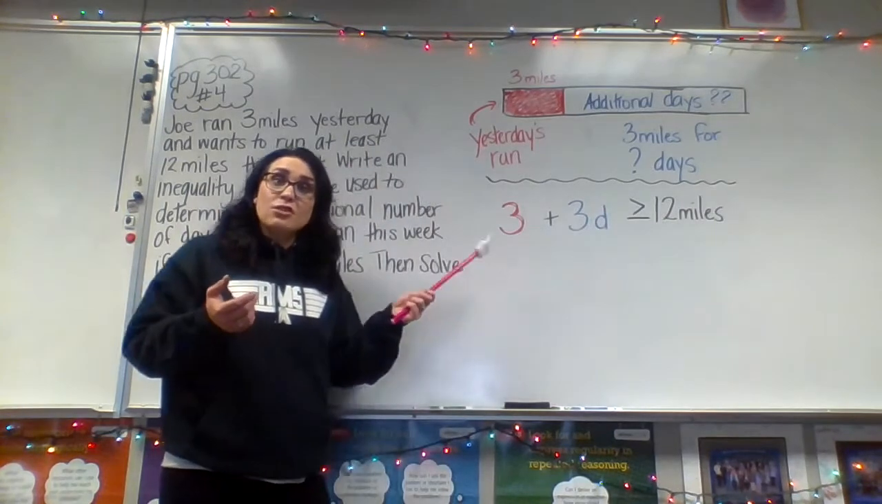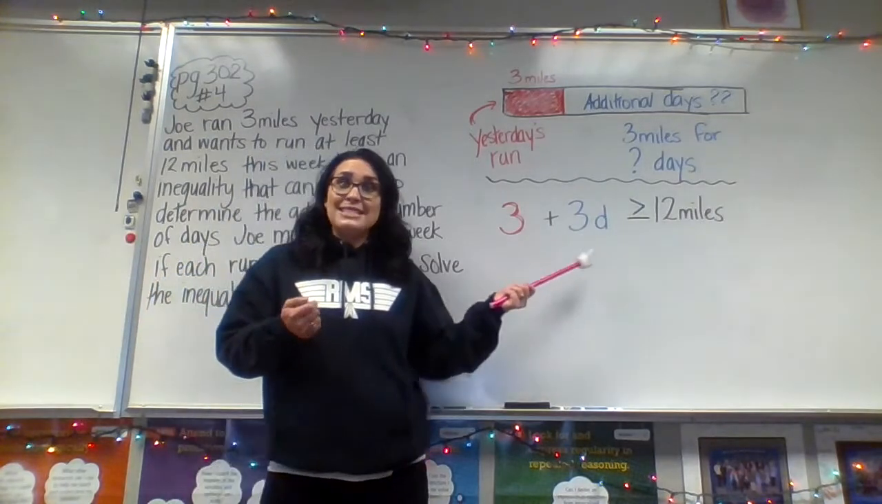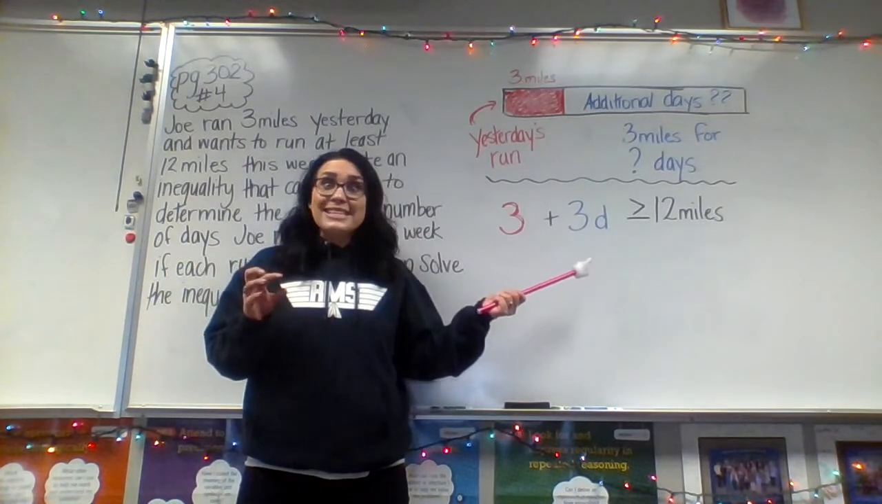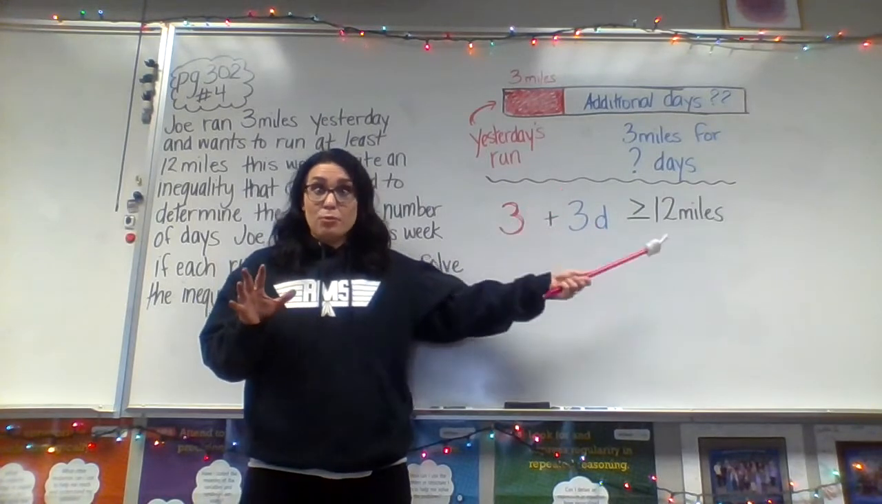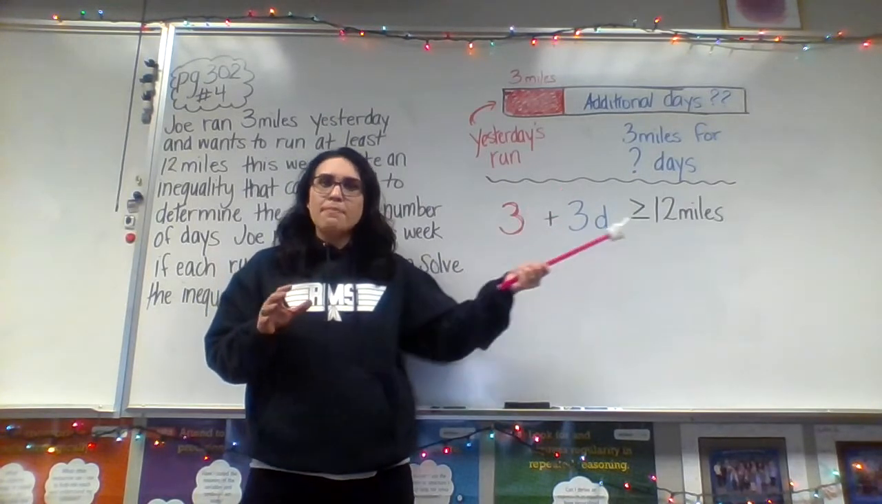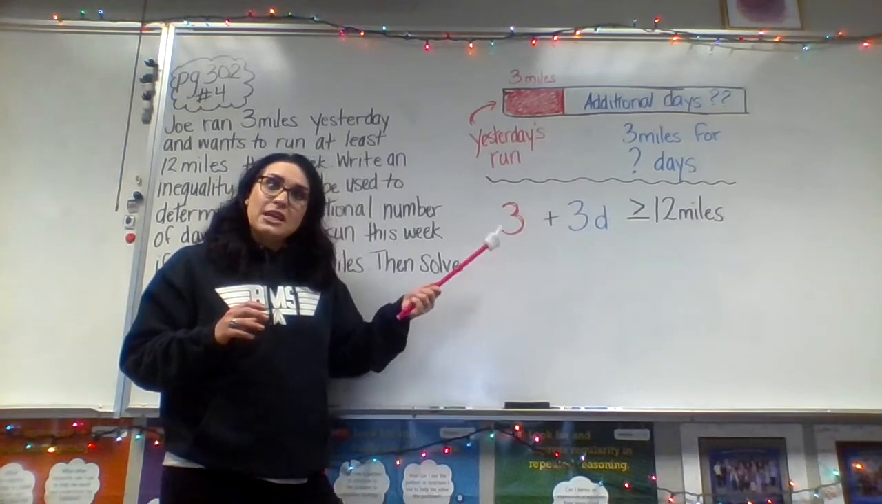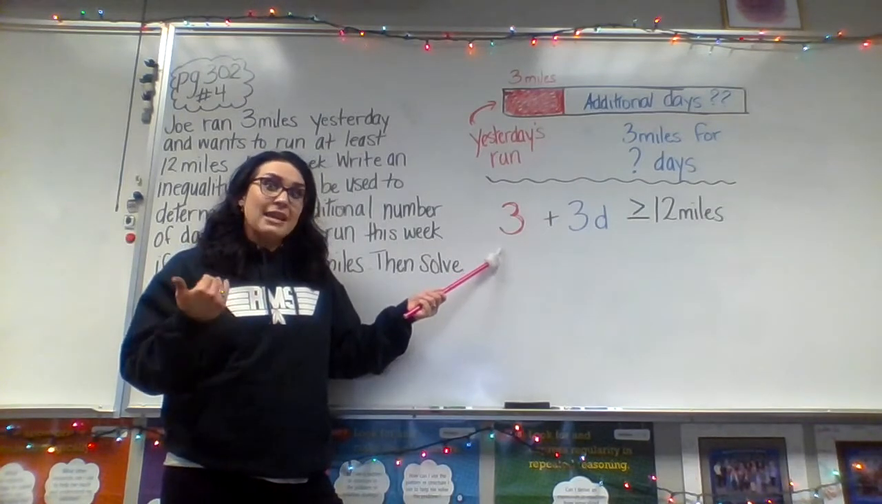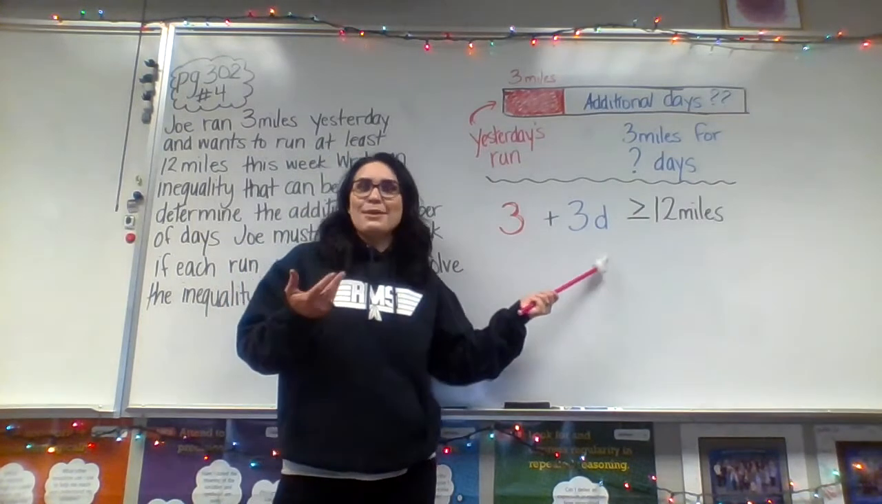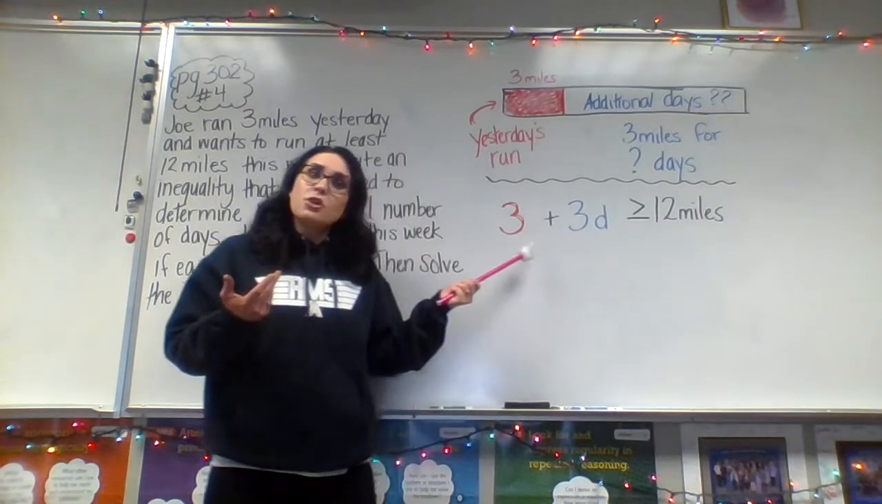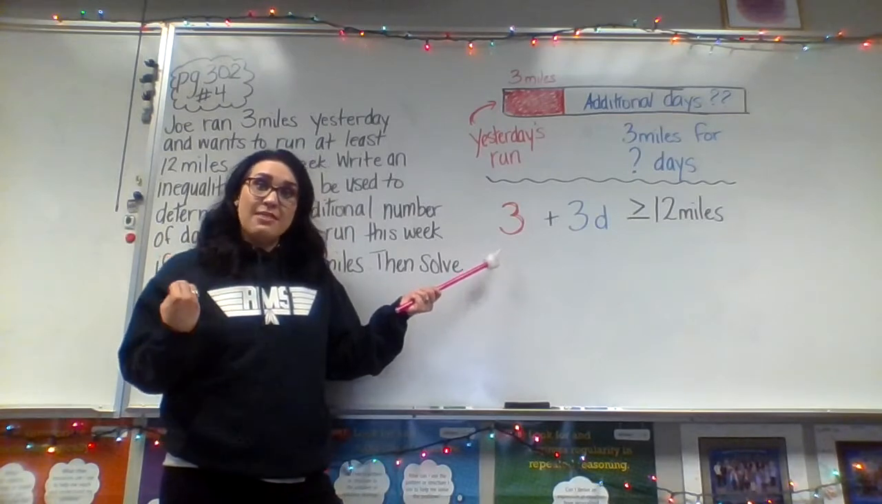So now we're going to solve this inequality. We're going to try to get d all by its lonesome. We're going to isolate it so we can figure out how many days he needs to run to reach at least his first goal, okay? So I look over here and I see a constant, which is the number 3. We're adding 3. And then I see that coefficient, which is, again, the number 3, times that variable, which is d, okay? So remember, we're first going to take away that constant.